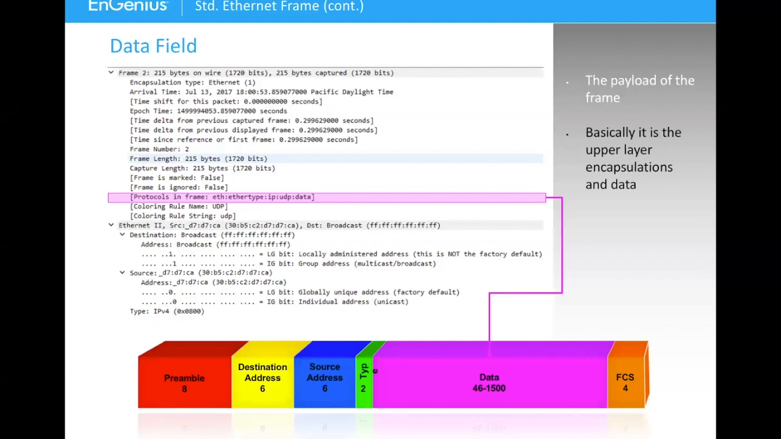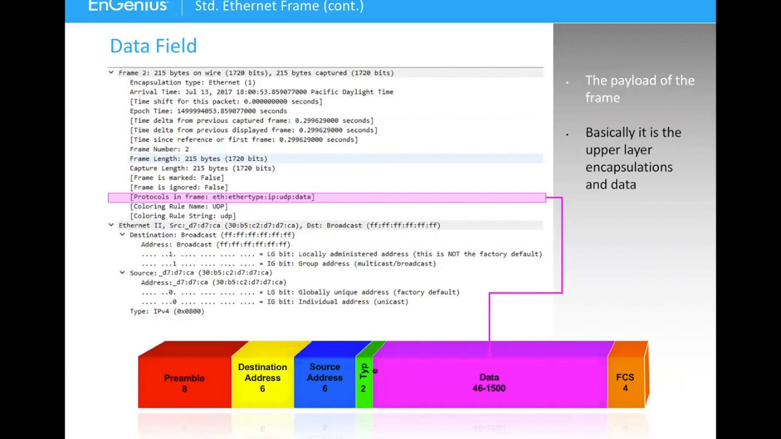How the FCS is determined is that an algorithm is run across the destination address, the source address, the type, and the data. From that algorithm, a particular number is derived. That number is placed in the FCS field, and the sender sends it off. Now, the receiver runs the same algorithm across the same fields. It should come up with the same number. If it does not, it could conclude that there's either data missing, data added, or data corrupted, and so it's going to silently discard the frame.